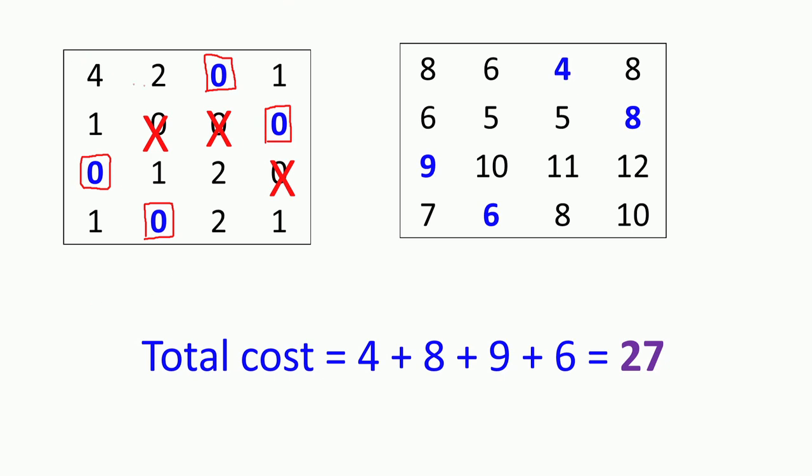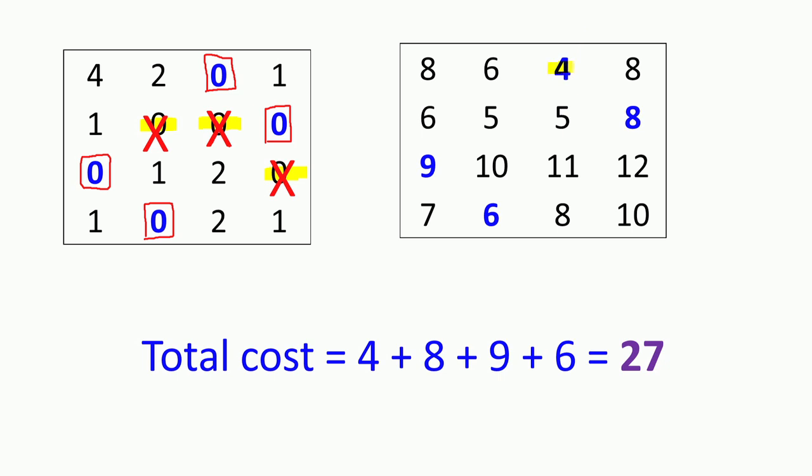So when we made the first assignment, this was eliminated, then when we made the second assignment, this one was eliminated, when we made the third assignment here, this was eliminated, and then we made the fourth assignment. Now this is optimum to the reduced matrix, this will also be optimum to the original matrix.